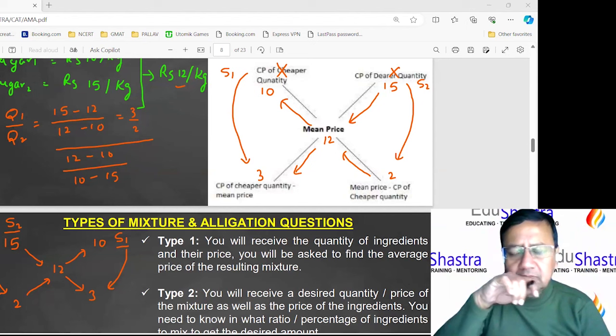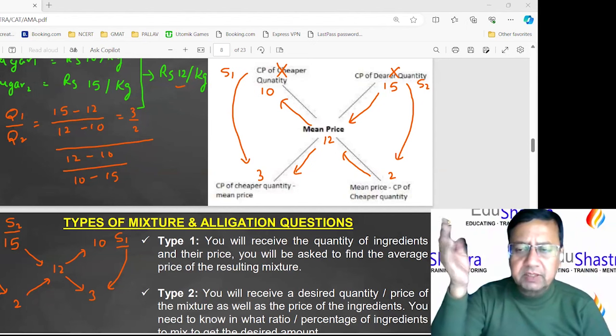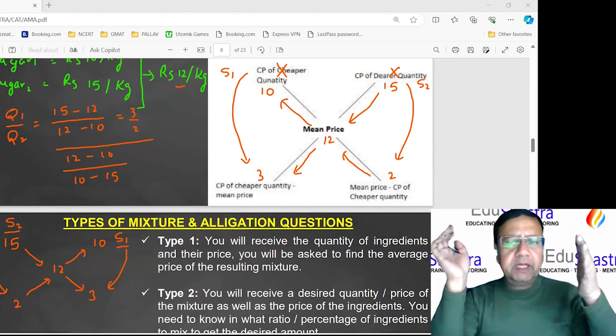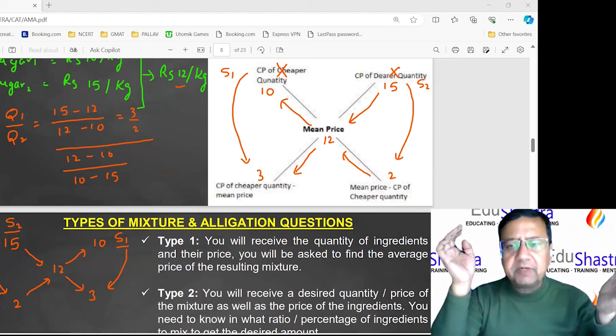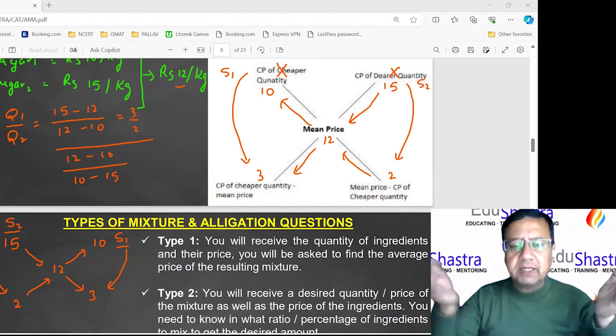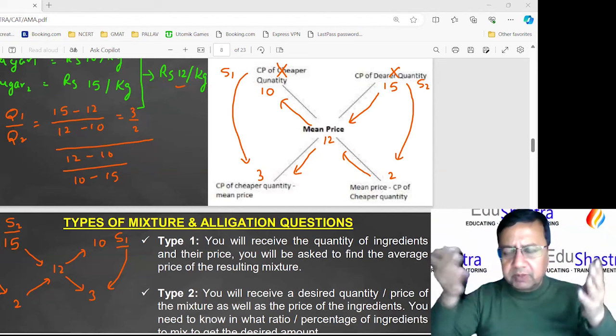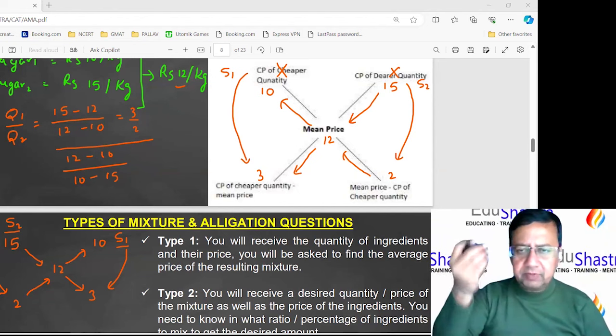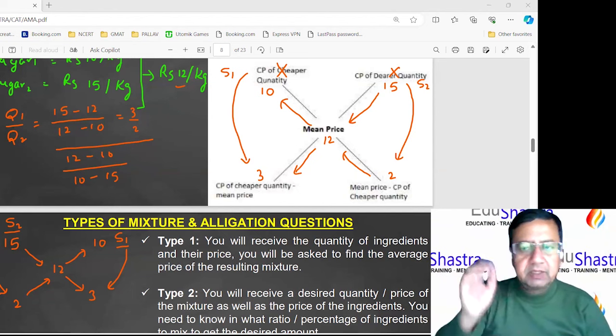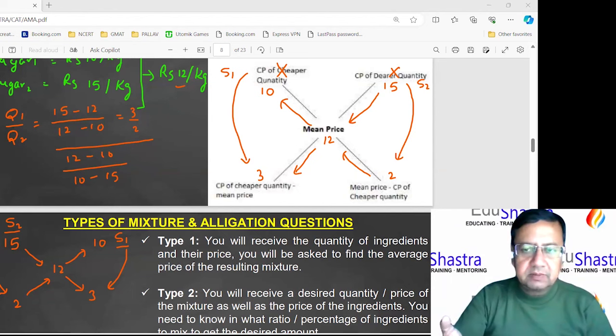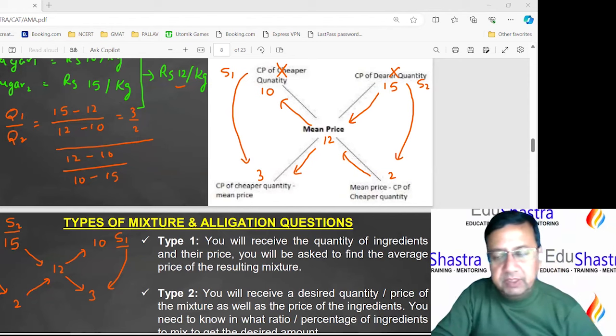Ideally, when we are solving, we take the smaller value towards the left hand and the bigger value towards the right hand, because this is proper subtraction. Look-wise, this gives a feeling of easiness. Otherwise, you can go the other way around also. Any confusion, any doubt here?